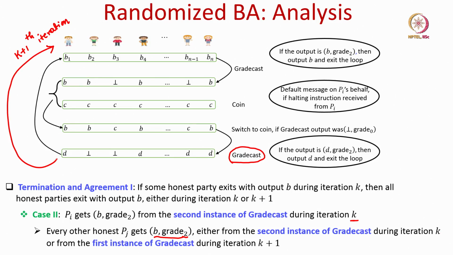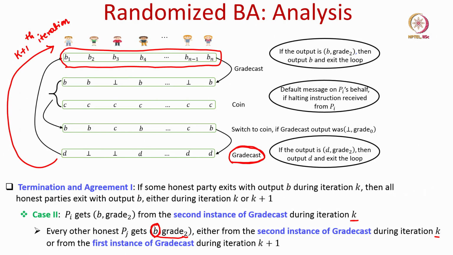But if any honest party Pj decides to go to the next iteration, then during the first invocation of Gradecast in the k plus 1th iteration, they are going to obtain the output B, because all the honest parties who go to the k plus 1th iteration will have their input B, and the honest parties who have exited the loop during iteration k would have sent a halting instruction as part of the last invocation of Gradecast in iteration k. So, for those parties also the input will be considered as B.